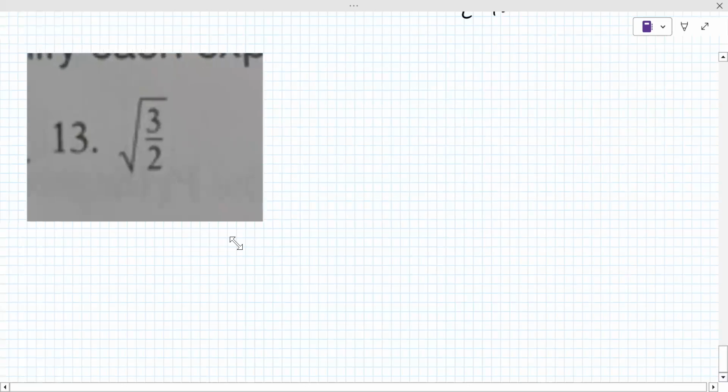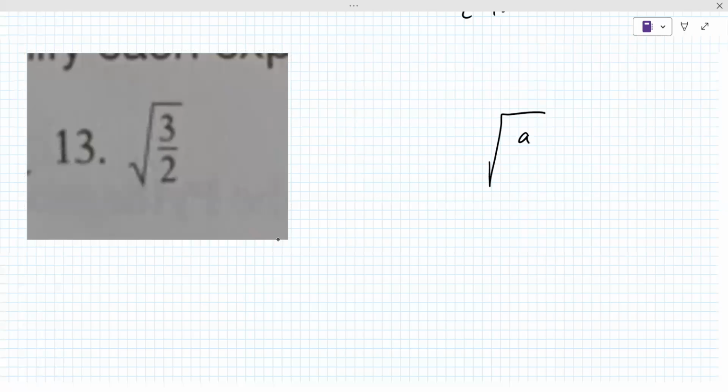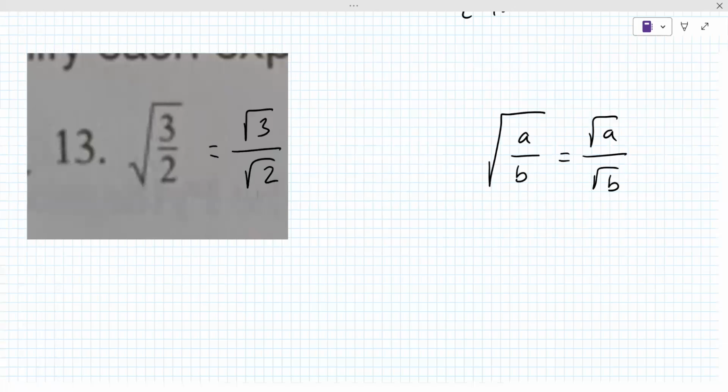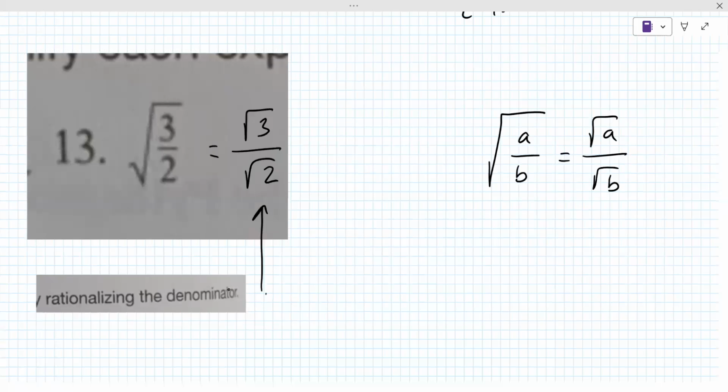Square root of 3 over 2. Okay, so the first property to remind you of is whenever you have a fraction inside a square root, you take the square root of the top and the square root of the bottom. So this problem is the square root of 3 over the square root of 2. But we're not done, but that's the first part. Now, every problem says to rationalize the denominator. So that's referring to this right here. You can't leave it like that.